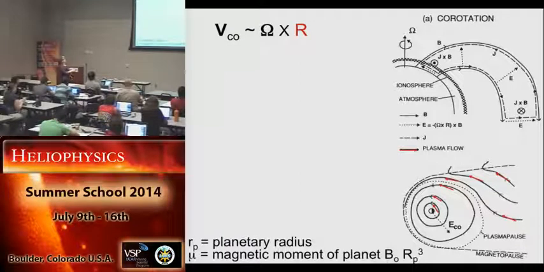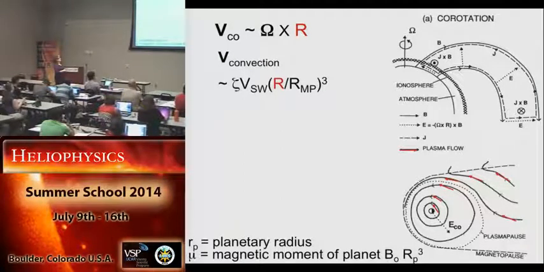So we've got a co-rotational flow in the magnetosphere going around like this, and this is where you're coupling the plasma in the magnetosphere to this rotating planet in the ionosphere. And so you can compare this co-rotational flow to the convective flow associated with the Dungey cycle. So we have the convection flow associated with the solar wind and a reconnection efficiency.